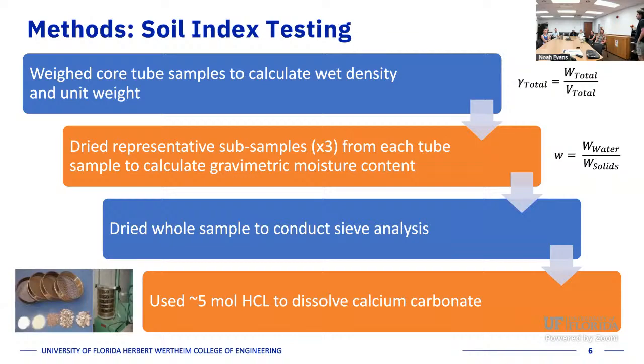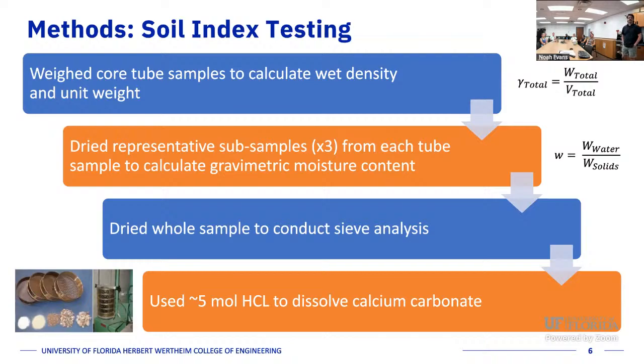Now, once we get the samples back to the lab, the first thing that we're going to do every single time is index testing. To start with this, we weigh the core samples and get an idea of the wet density of the sample, as well as the unit weight of that sample. These samples are then dried so we can get a gravimetric water content. From there, we can relate our wet density to a dry density, which we will be using later when we start the testing.